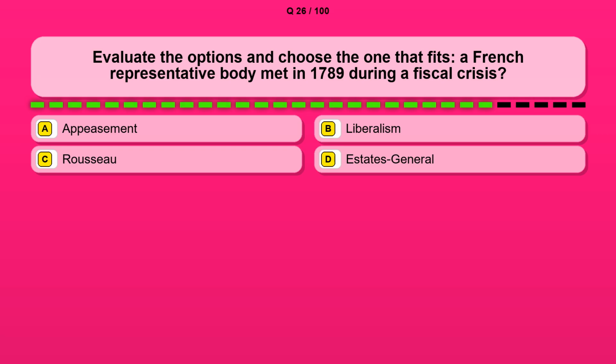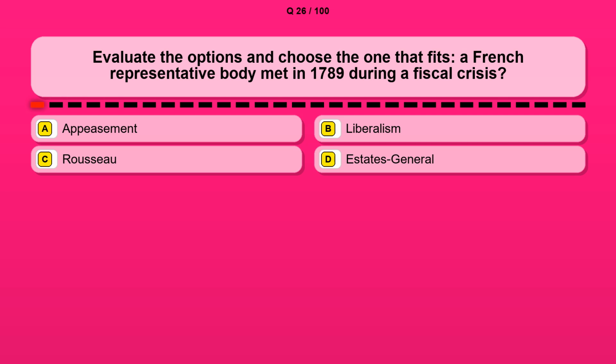Question 26. Evaluate the options and choose the one that fits. A French representative body met in 1789 during a fiscal crisis. Option A. Appeasement. Option B. Liberalism. Option C. Rousseau. Option D. Estates-General.